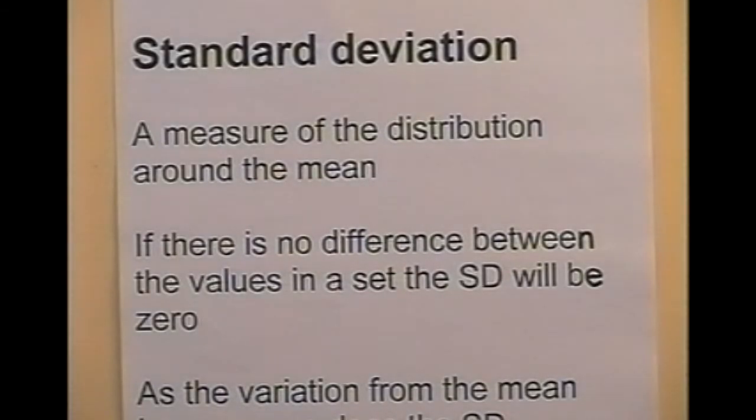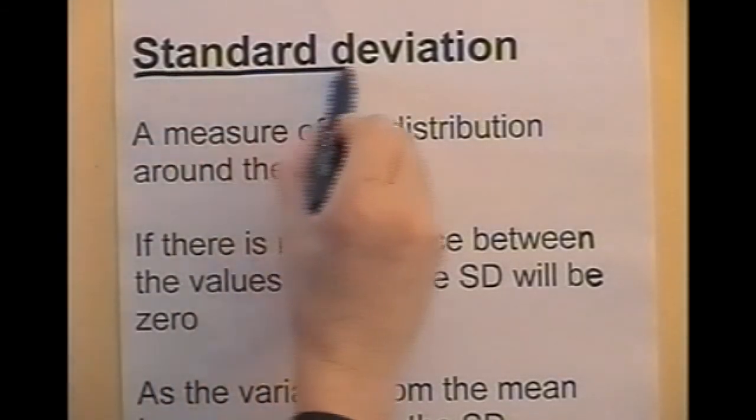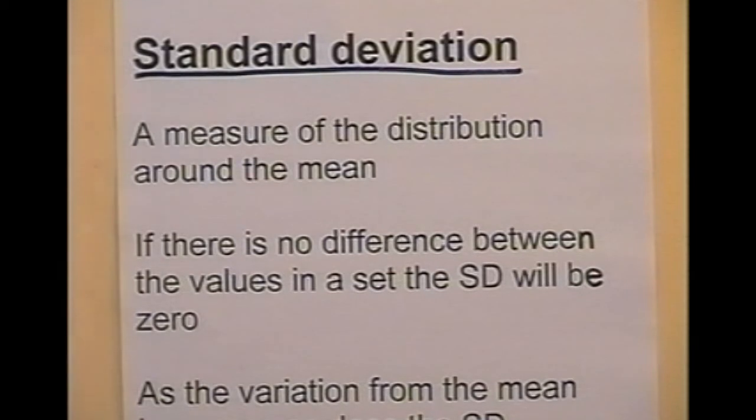So this term, standard deviation, it's a measure of the distribution around the mean. How are data points distributed around the mean of that data set? Now, if there's no difference between the values in a set, the standard deviation will be 0.